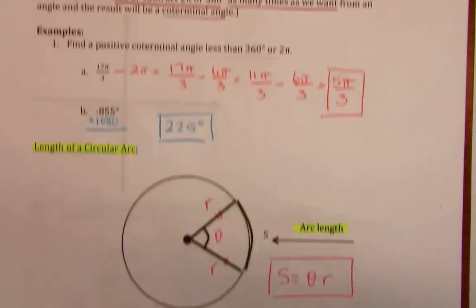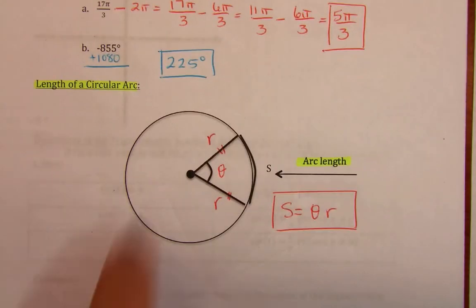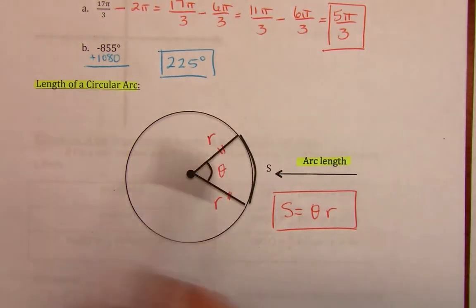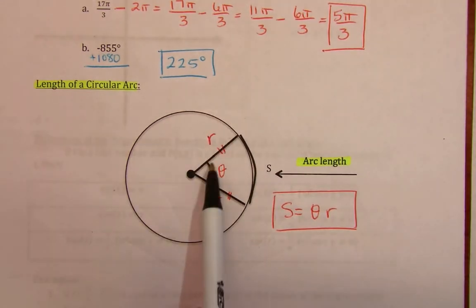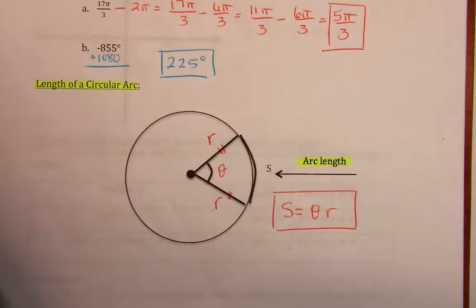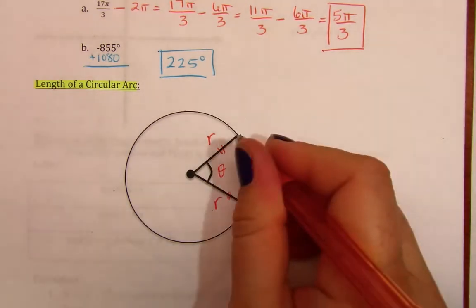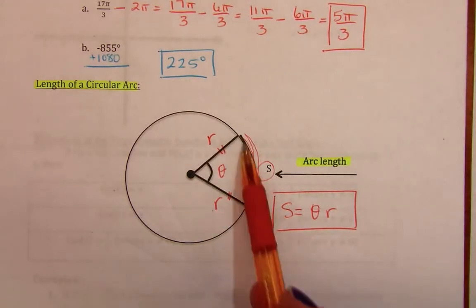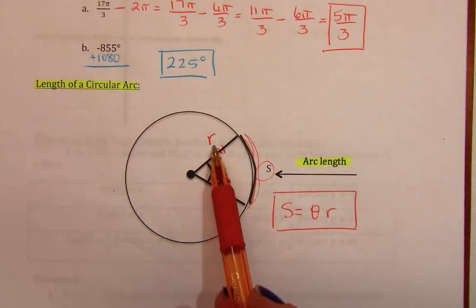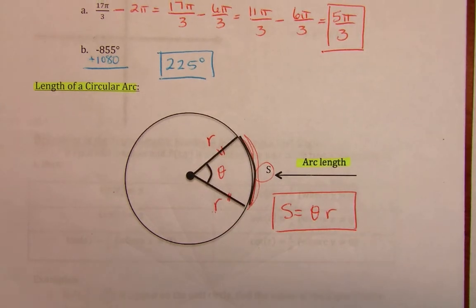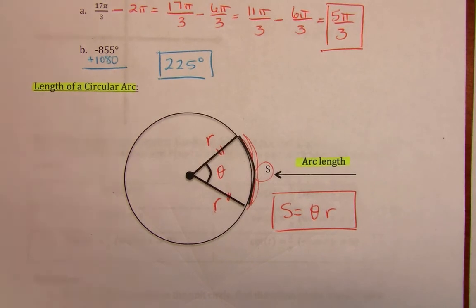Now there's one last thing to look at in this section, and that's going to be arc length. So if I have a circle here, and I know my radius, and I know my angle in here, then I can find the length S of this arc. So this length right here. Now if I give you this length right here, and I tell you what the radius is, you can also find the central angle. So you can use this equation to find the missing pieces. And that is the end of section 1.